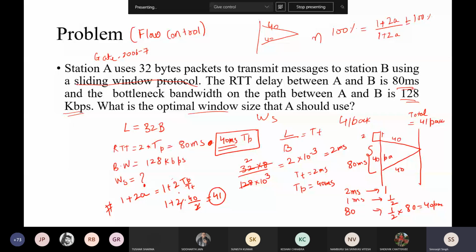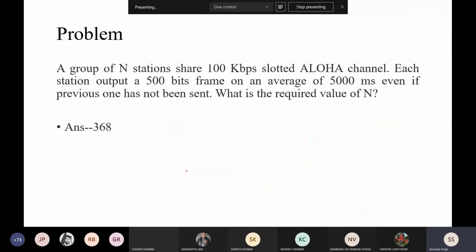The next question is also based on slotted Aloha. Try to solve it yourself. You can copy and paste this question and find the solution, but try to do it yourself before searching for this question on the internet. The answer is already given to you.